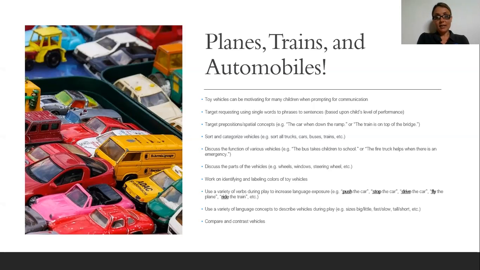You can discuss the functions of the vehicles. So like discussing a school bus takes children to school. The fire truck helps when there is an emergency. So they can start understanding some of the various functions of different vehicles they see out on the road. You can discuss the parts of the vehicle to understand like that part whole relationship. So the bus has wheels, it has a window, it has a steering wheel.